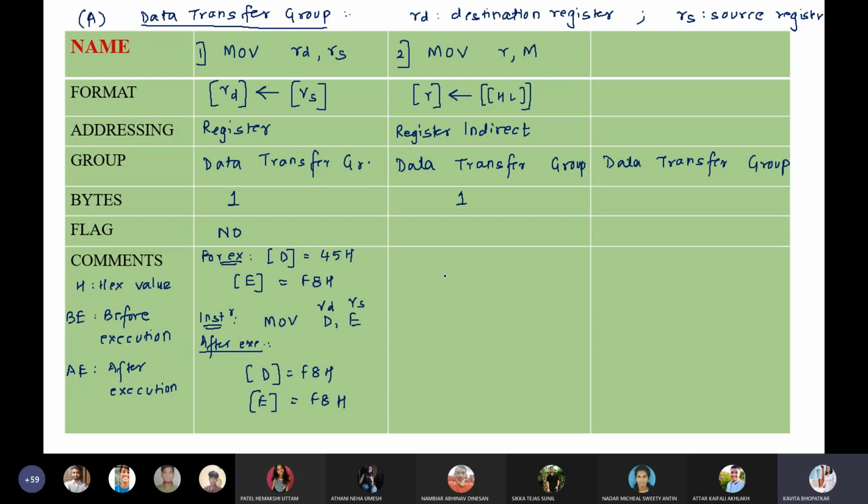It is a 1 byte operation because there is no 8-bit data or 16-bit data in the operand. It is just register names and no flag changes.